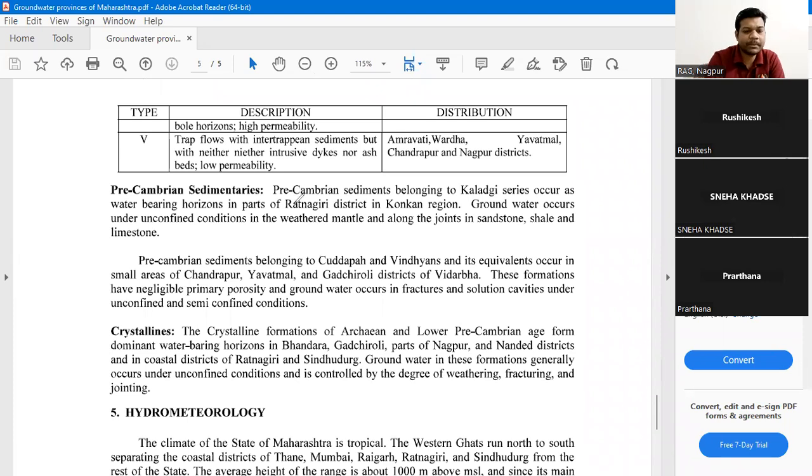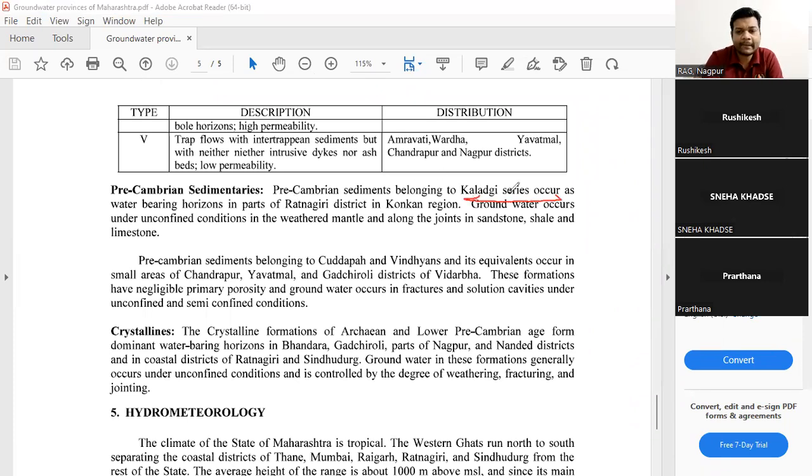Then come the Precambrian sedimentaries like the Kaladgi series. The Kaladgi series occur as water-bearing horizons in part of Ratnagiri district in the Konkan region. Groundwater occurs under unconfined conditions in the weathered mantle and along the joints in sandstone, shale, and limestone. This is the lithology present with the Precambrian sediments.